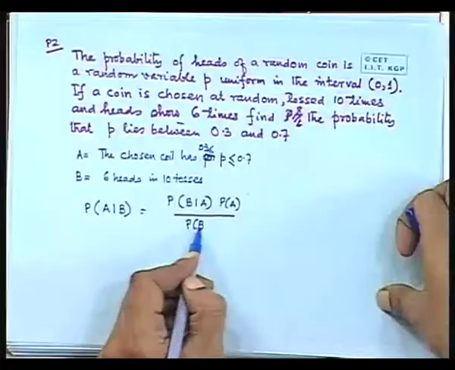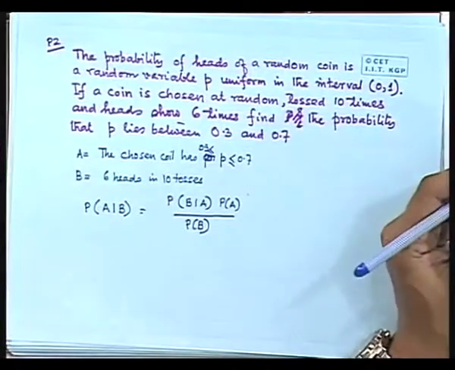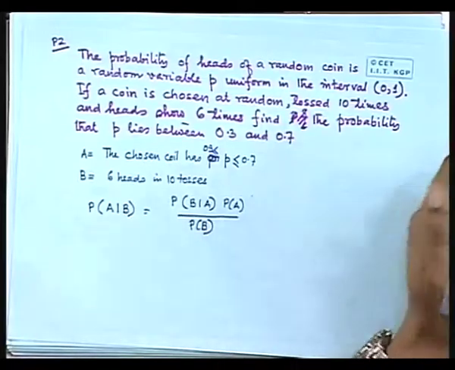So we are supposed to find out the probability of A given B. Now what is that? Obviously it will be the same thing: the probability of B given A into the probability of A, divided by the probability of B. There is no doubt about that. Right. Now the question is, how do we evaluate these things? The evaluation is not that simple now.